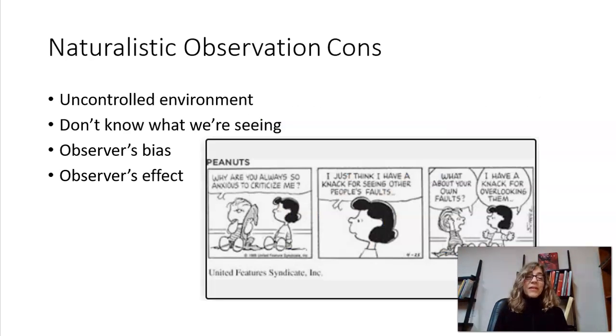So some of the problems with naturalistic observation, observing things as they unfold, is the environment is uncontrolled. So we don't know what we're seeing. We have some bias. And the fact that we're part of the environment affects the environment. So I'm going to back up and go over these slowly.